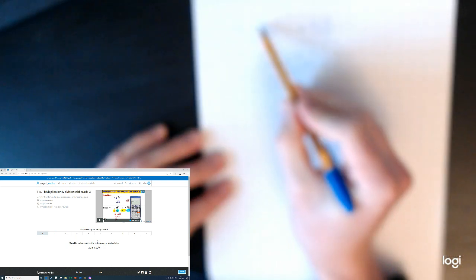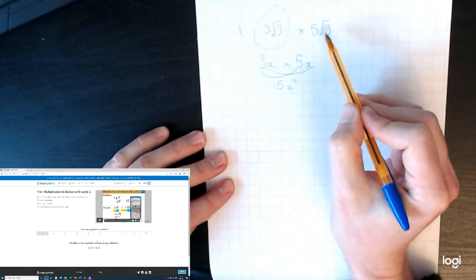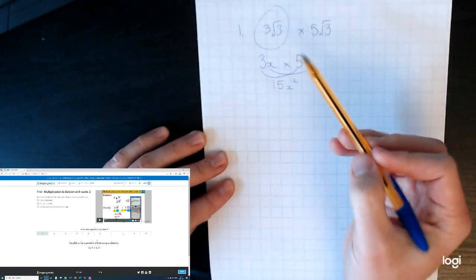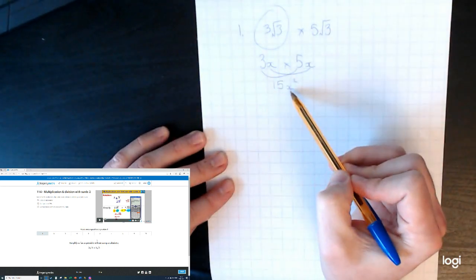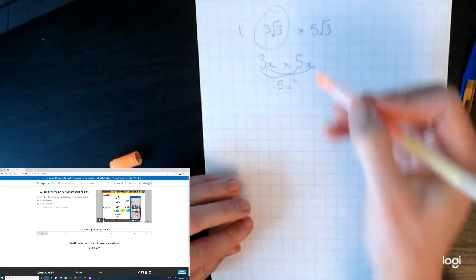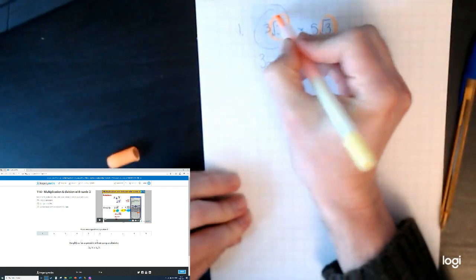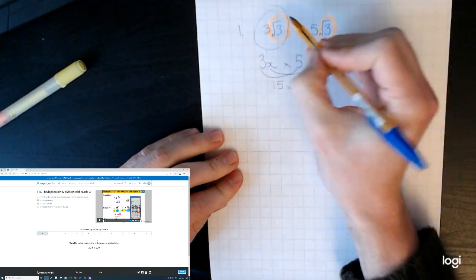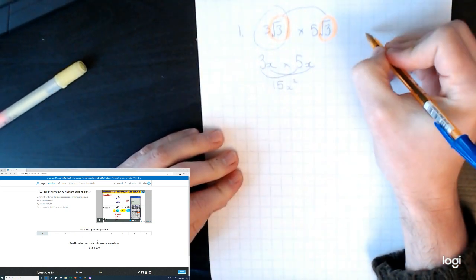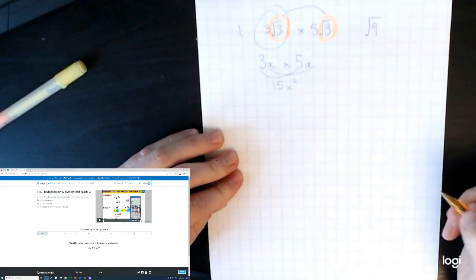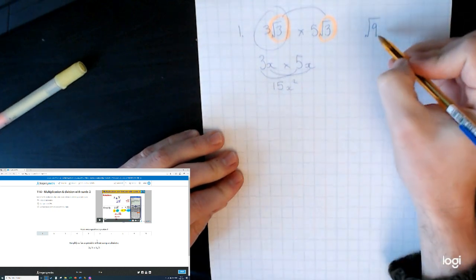So we have 3 lots of root 3 times 5 lots of root 3. Now, with the x bit, x times x is x squared. Let's reach for the highlighter, it might be easier. Maybe not actually. Live and learn. So root 3 times root 3, I could do this in one of two ways. 3 times 3 is 9, as we discussed in the last video, so root 3 times root 3 is root 9.